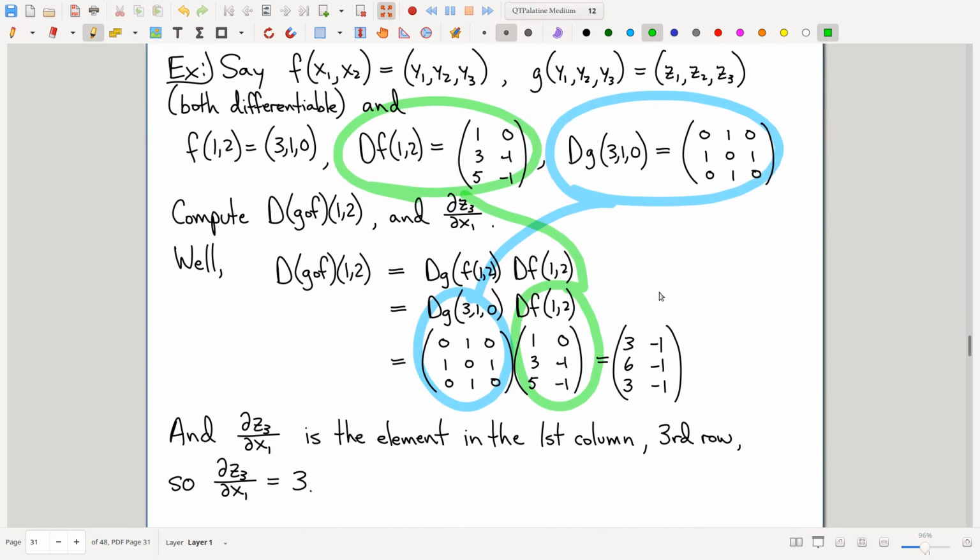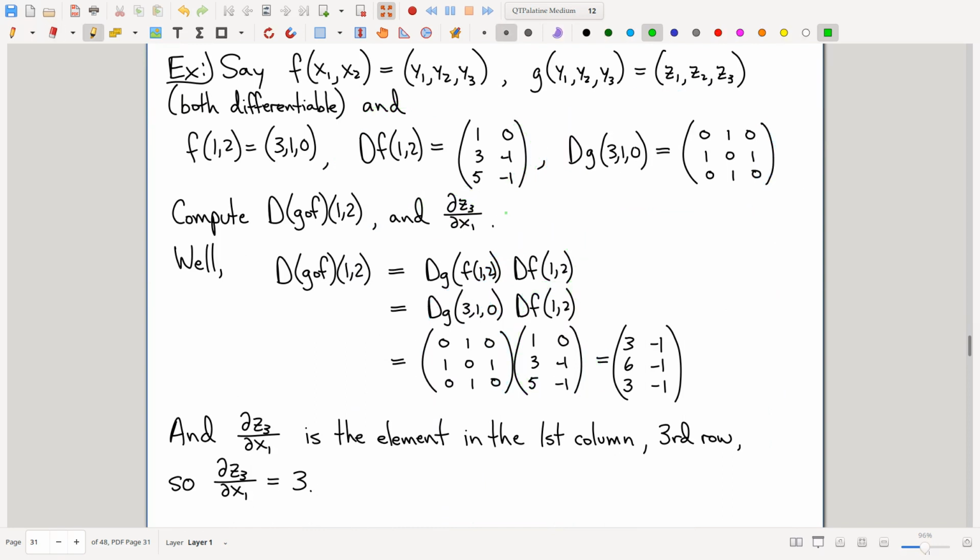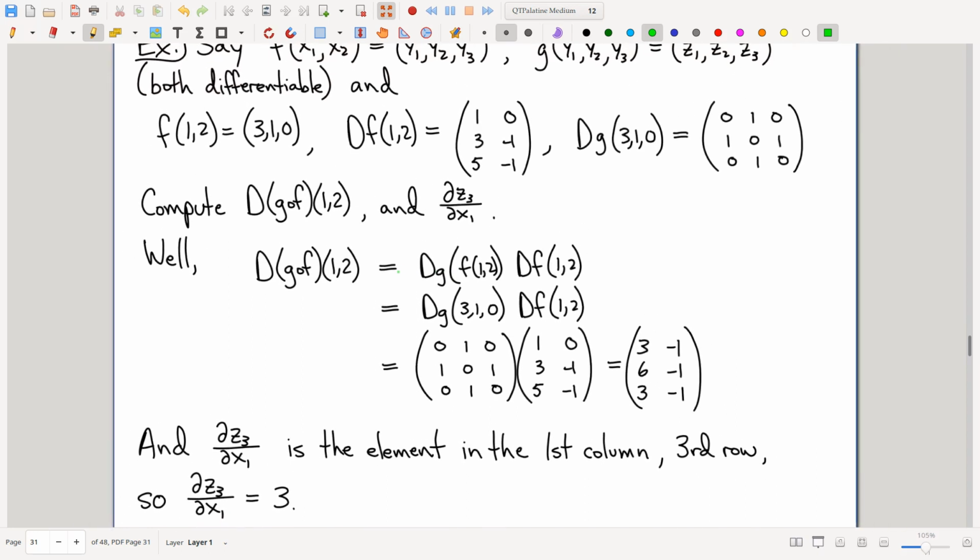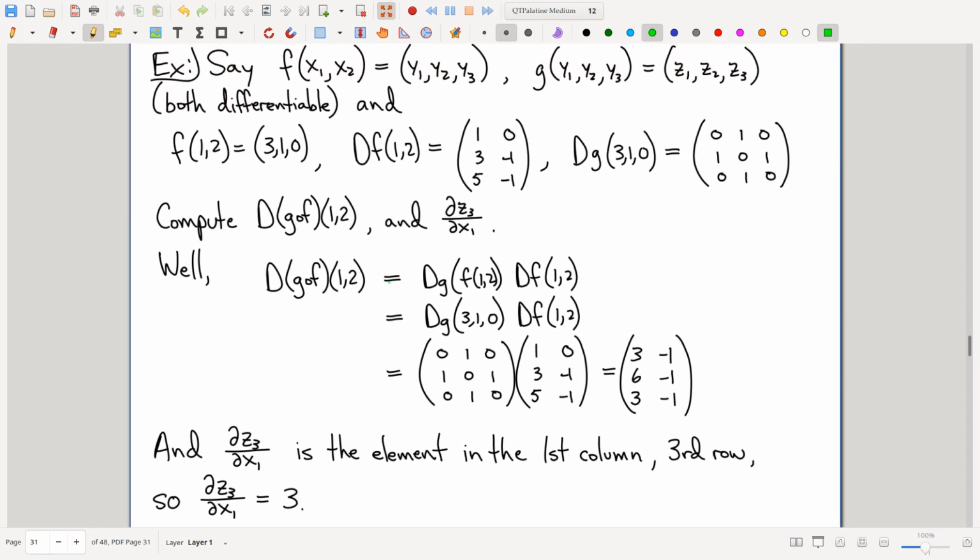Okay. Right. Let's talk about the individual partial that we were asked. So let's see here. We were asked, oh, actually, I do need to keep all this on the screen. We were asked to compute also the partial of z3 with respect to x1. Okay. Well, let's think about this carefully. z3. There it is. It's my third output variable.